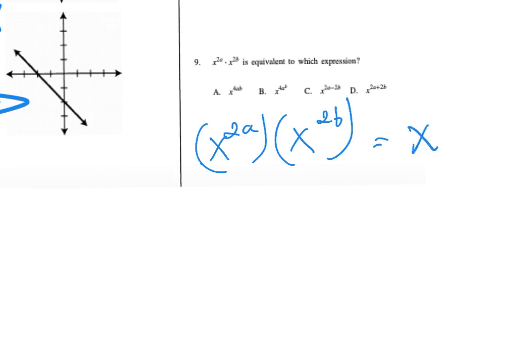All right, so we got this question here, number 9, which has to do with exponents, right? So we got x to the power of 2a times x to the power of 2b. Well, as we can see, we're going to multiply exponents with the same base. What we do, we're going to keep the base, which is x, and we're going to add the exponents, which is going to be 2a plus 2b. And that's going to be the answer, which is going to be D. So D will be the correct answer.